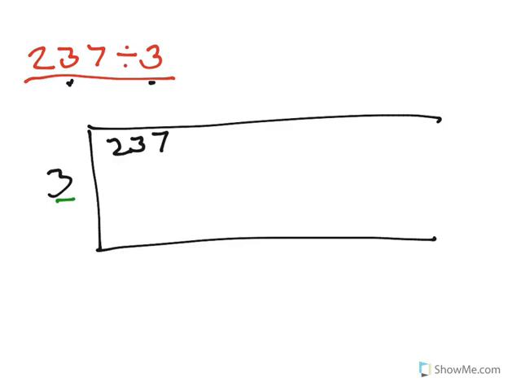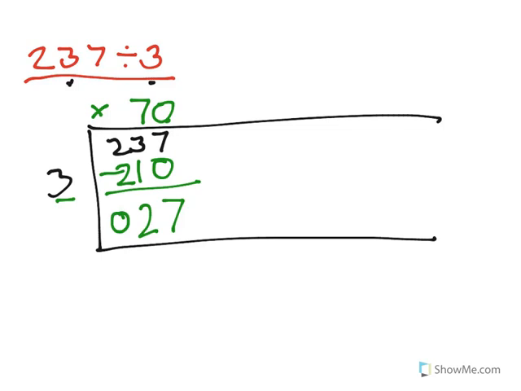We have to ask ourselves, 3 times something gets us close to 237 without going past 237. So I'm going to use 3 times 70, because I know that 3 times 7 makes 21, and then I bring the 0 down to make 210. So then what I'm going to do is subtract. 7 take away 0 is 7, 3 take away 1 is 2, 2 minus 2 is 0. So I'm going to box off this part of the rectangle, and I'm going to carry the 27 to the top.